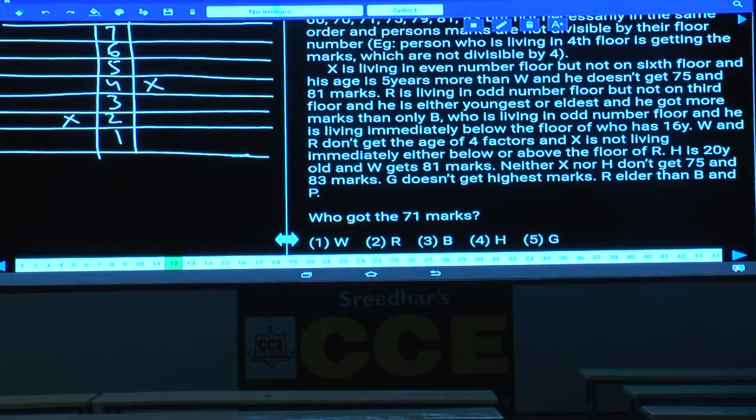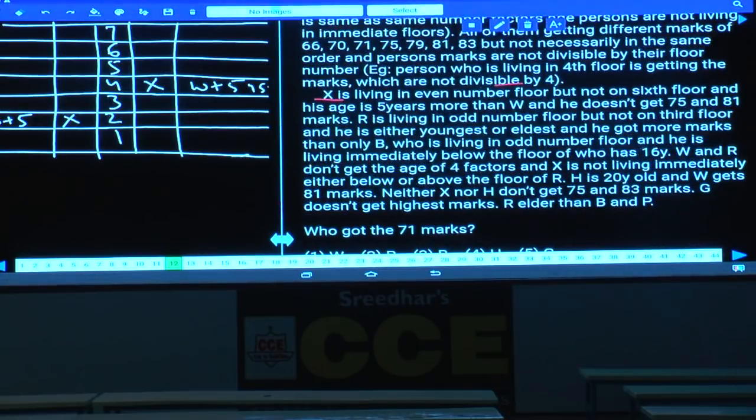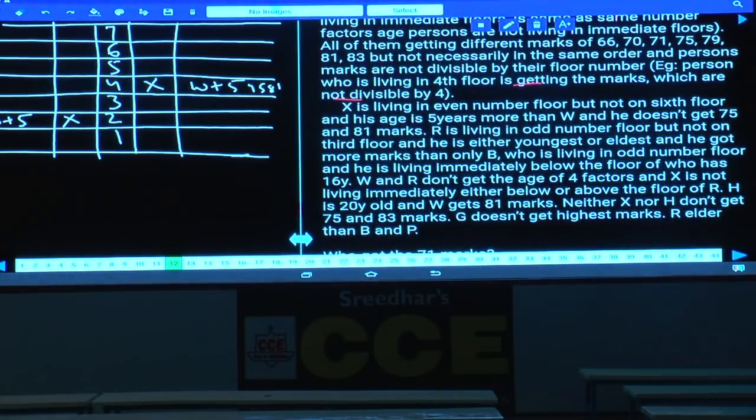X is living in an even number floor but not on the 6th floor, and his age is 5 years more than W. Age of X is more than W, and his age is 5 years more than W, so the age of this person will be W plus 5. And he does not get 75 and 81 marks. Now this X is not getting either 75 or 81 marks.